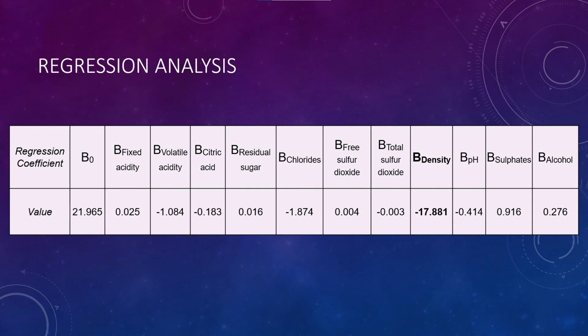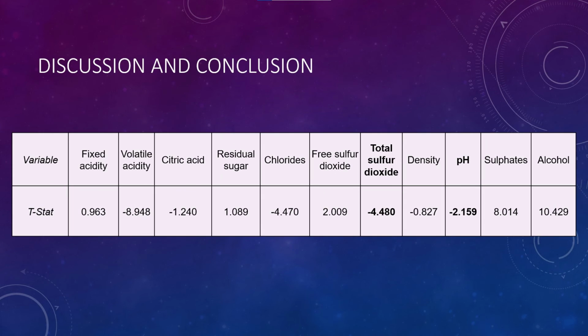The regression coefficients are the ones shown in the table. We can see that the density has the highest value with the exception of the intercept, which is beta 0 in this case. However, the actual significance of the linear relationships can be known using the t-test, of which the results are the ones shown in this slide.